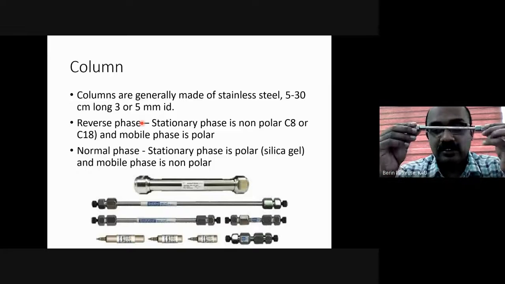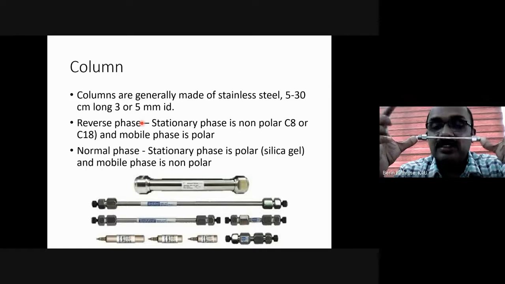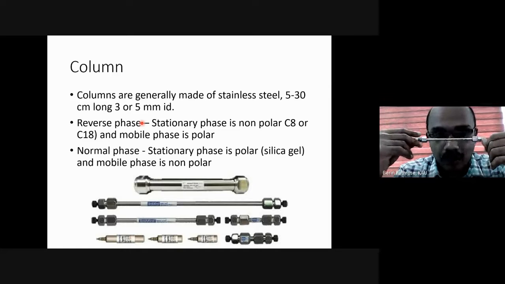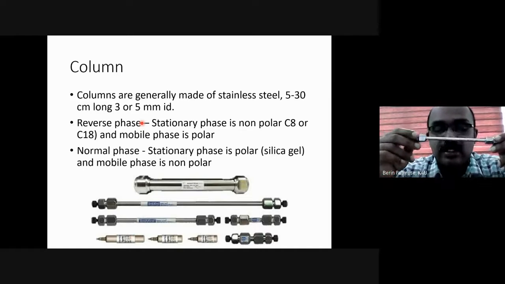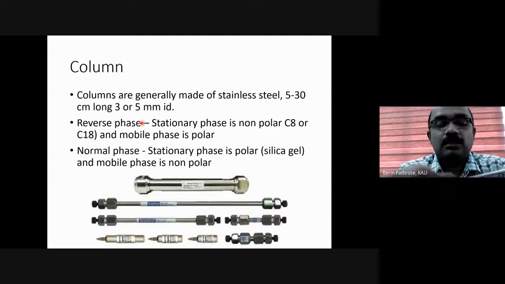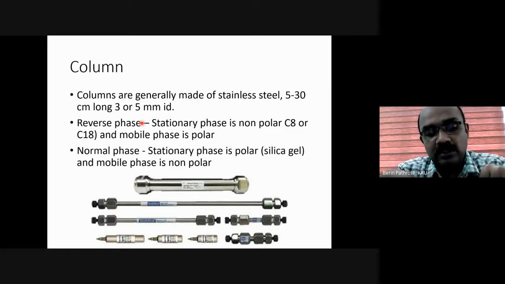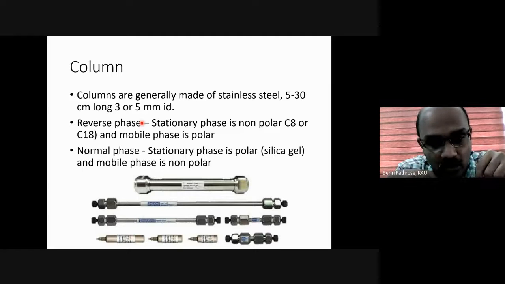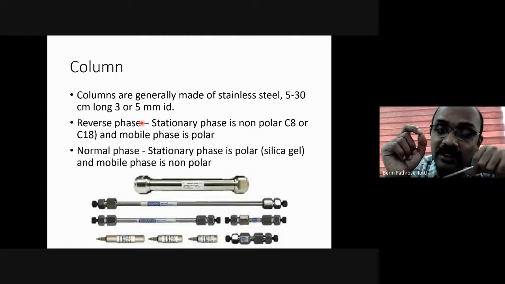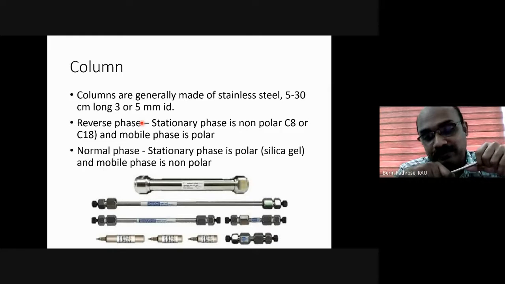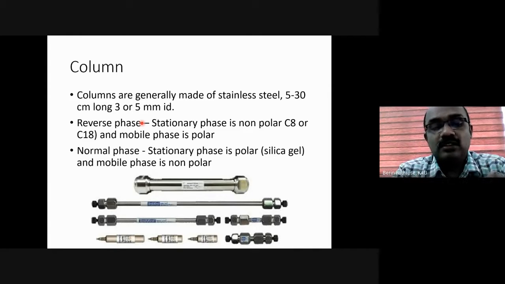Can you see my video? So this is an HPLC column. This is made of stainless steel, usually 5 to 30 centimeter long. Let me check what is the length. This is 15 centimeter. This is 150 into 2 mm. That means this is 15 centimeter long and the diameter is 2 mm. So this is the specification.